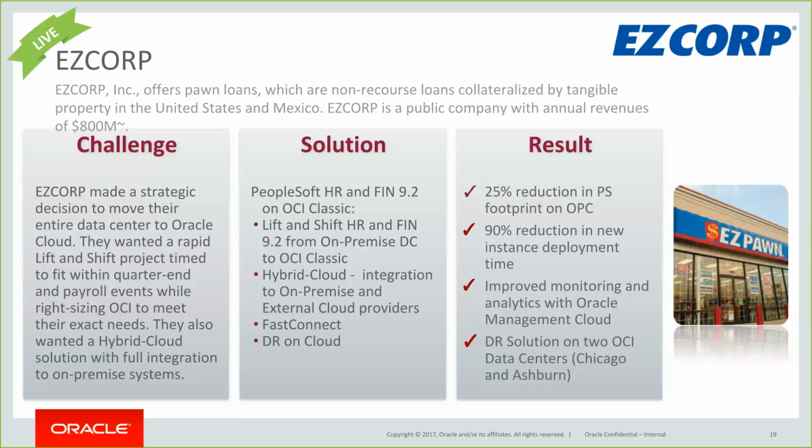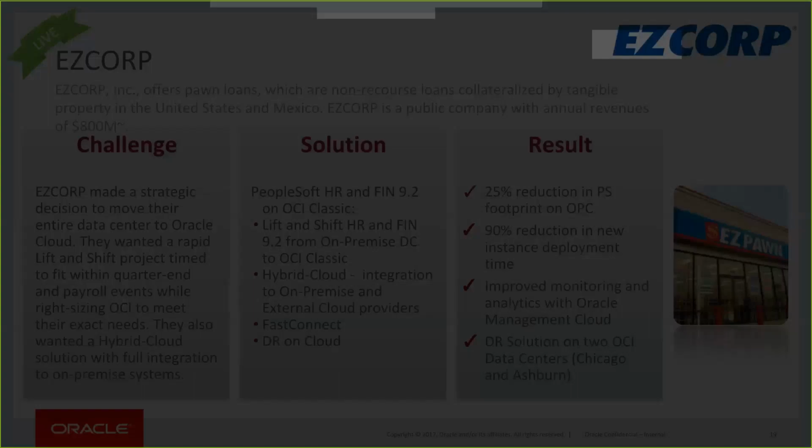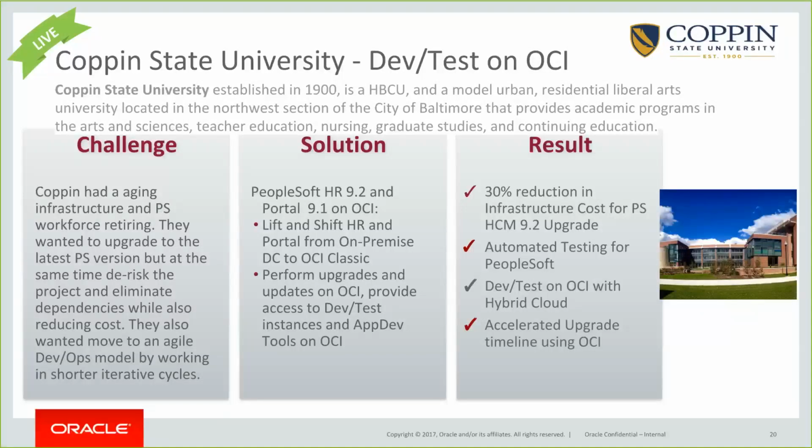And then new deployments were entirely automated, cloning was implemented, and they have a DR solution between two cloud data centers on Oracle Cloud Infrastructure. Very good success story. This customer, EasyCorp, actually spoke at Open World last year, for those of you who had a chance to attend Open World.